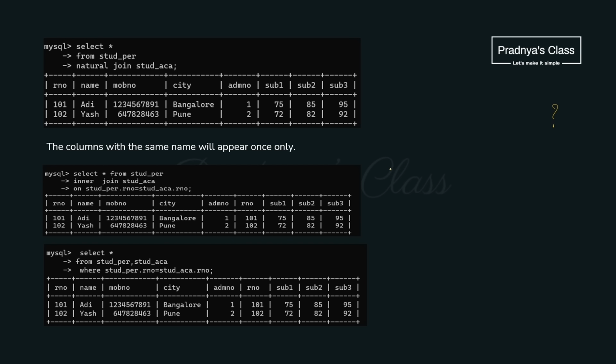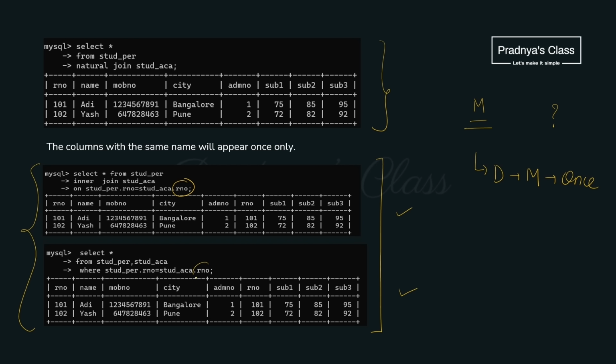Now what's the difference? Look at the output of inner join as well as equi-join. And here is the output of the natural join. These two outputs are same. Only the difference in the writing of the query. Natural join also gives the matching record, but the difference is it will display the matching column only once. We know the matching column is roll number, right? So look at the output. Here the roll number is displayed only once, whereas in these the roll number is displayed twice. So that is the difference.